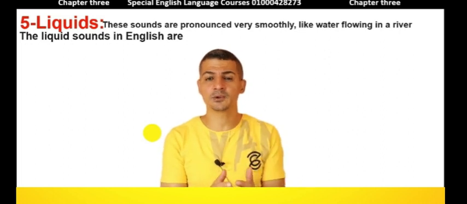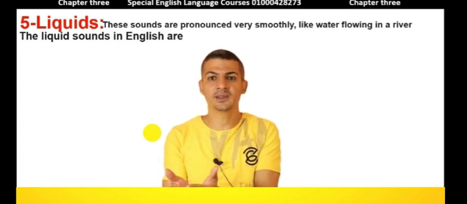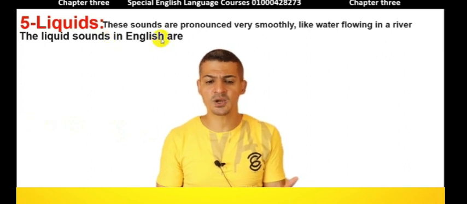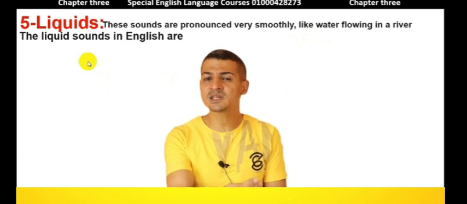Group number 5, liquids. From its name, liquids, it means that these sounds look like a liquid. These sounds are pronounced very smoothly and they are like water flowing in a river. The liquid sounds in English are, as you see on my screen, the first one is l.